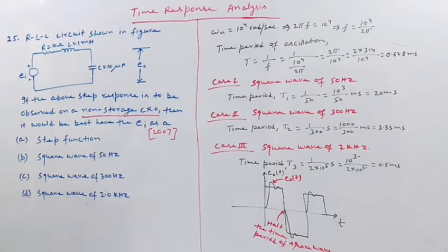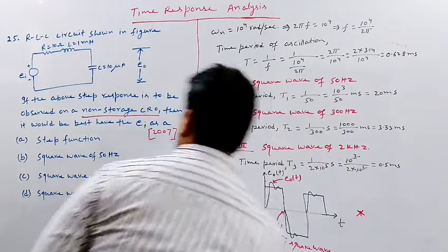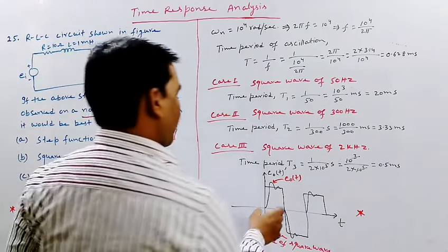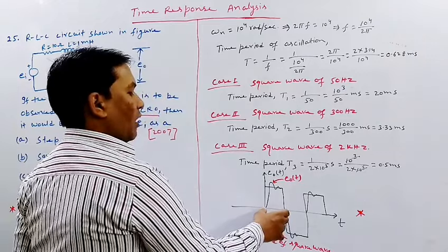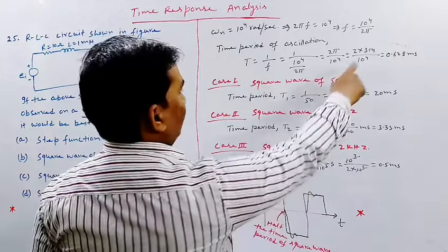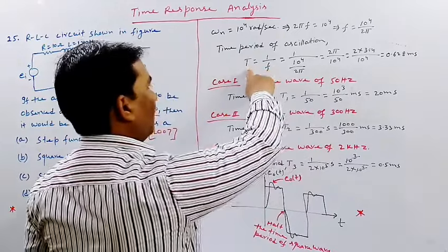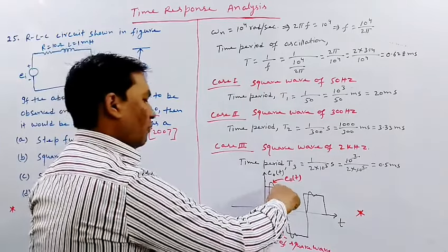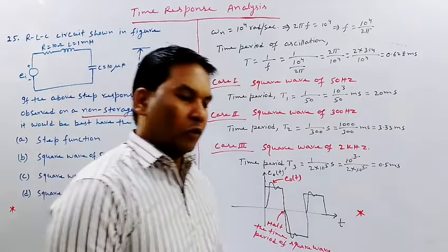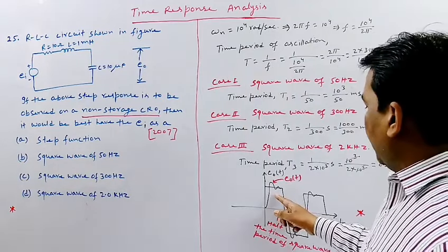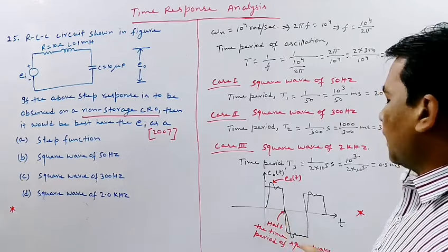So from the figure we can see clearly that, let me write this side, half of the time period of a square wave must be greater than the time period, meaning capital T, the time period of natural frequency of oscillation, the time period of oscillation of the response. So the time period of oscillation of response should be less than half the time period of a square wave.